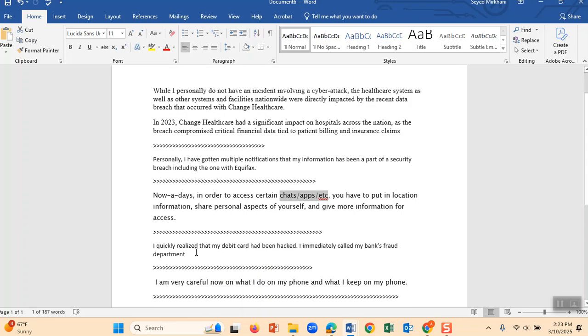Now we can come here and look at, I quickly realized, one of the students said that her credit card had been hacked. And it is good that this student quickly informed her bank. Also, I want you to know that usually credit cards have more protection in terms of returning your money than debit cards. Also, personal credit cards have more protection than business debit cards or credit cards.